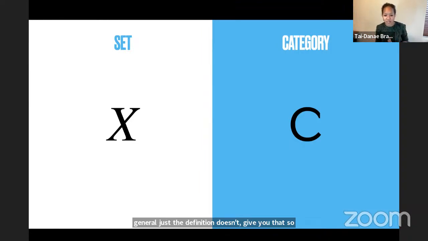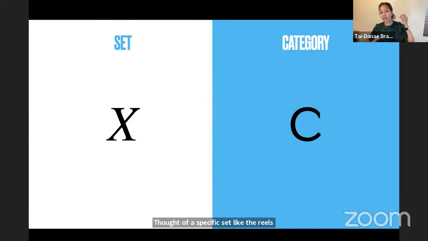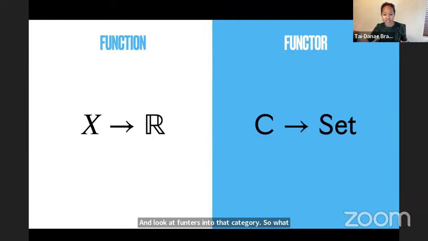So what you may like to do, just like in the case of sets, where we thought of a specific set, like the reals, that had a lot of structure, and we looked at functions into that. Analogously, it can be very fruitful to think about a category that has a lot of structure and look at functors into that category. So what category is that? Well, it turns out that the category of sets is a really good choice. Analogous to looking at functions from a set into the reals, looking at functors from an arbitrary category C into the category of sets, there's a lot of rich mathematics there.